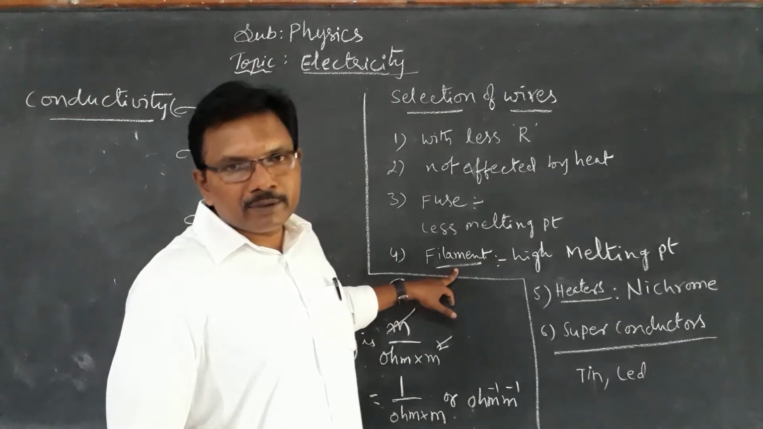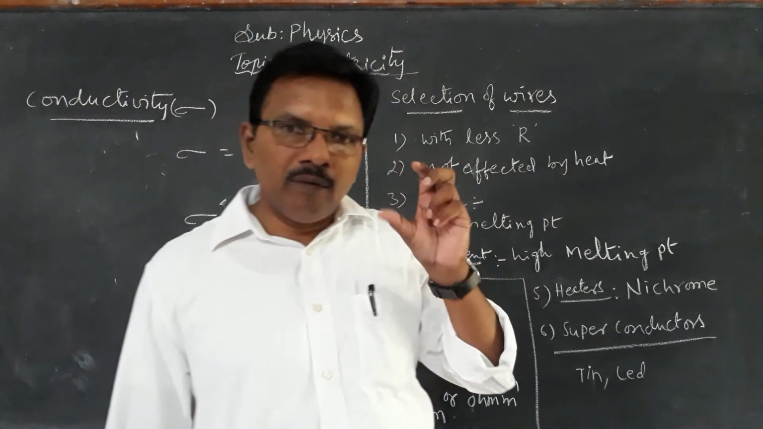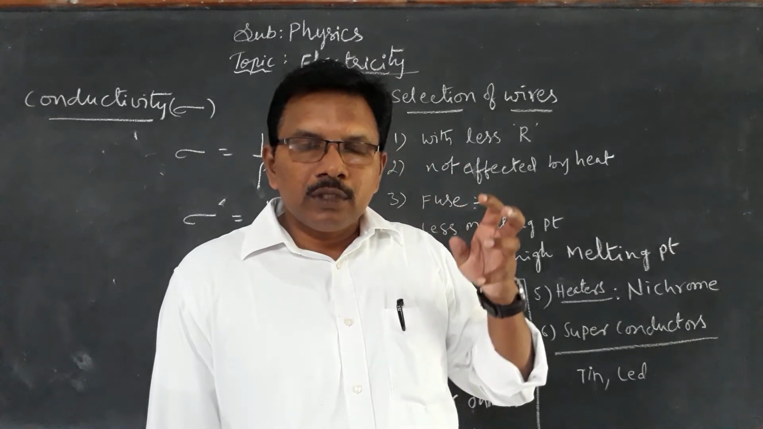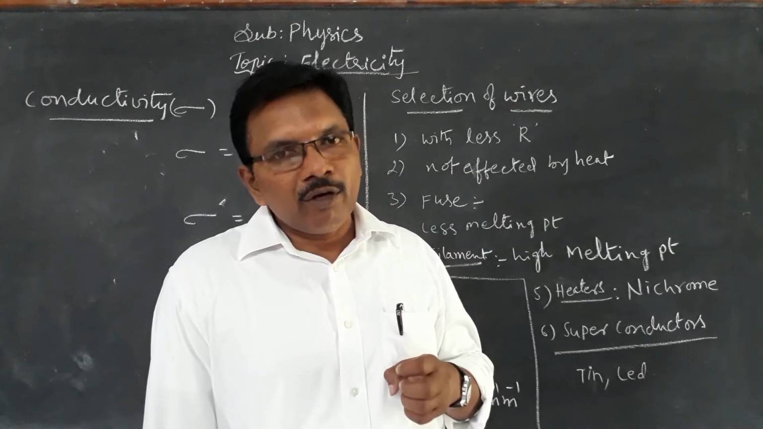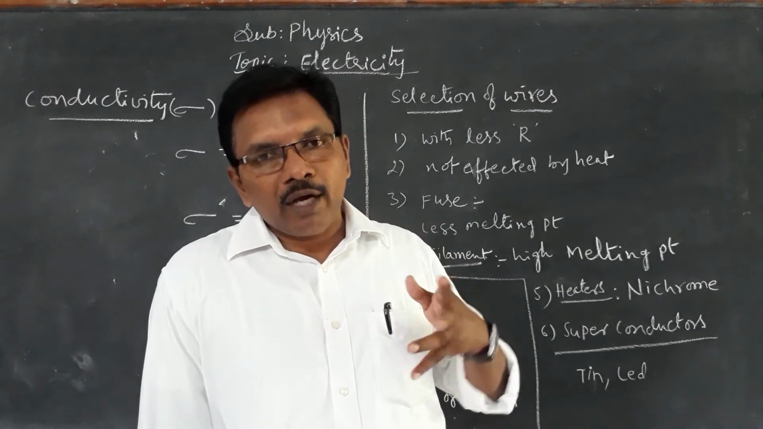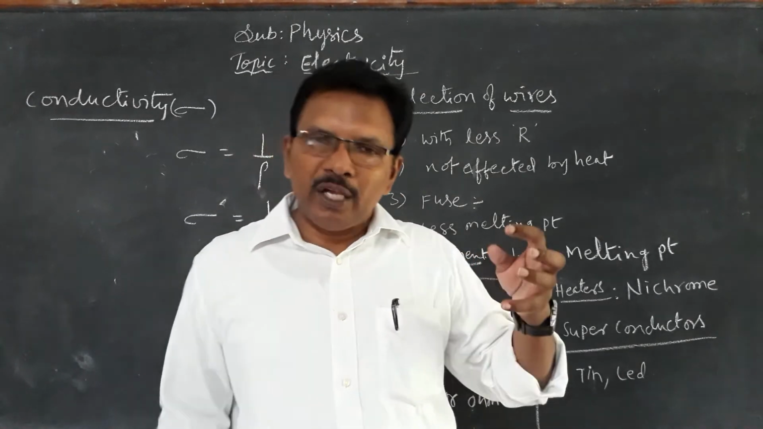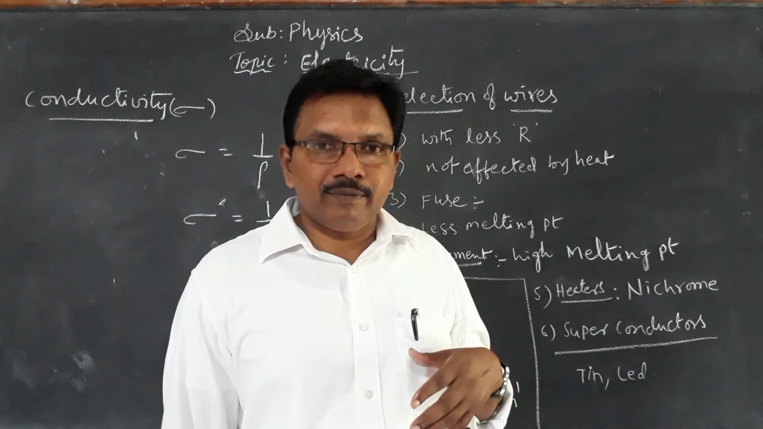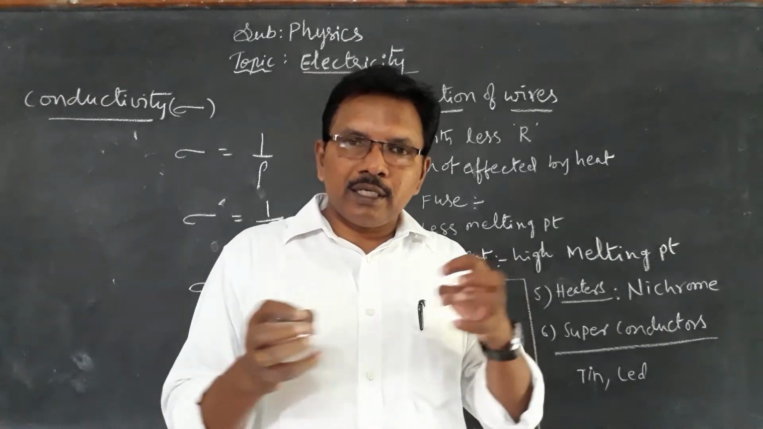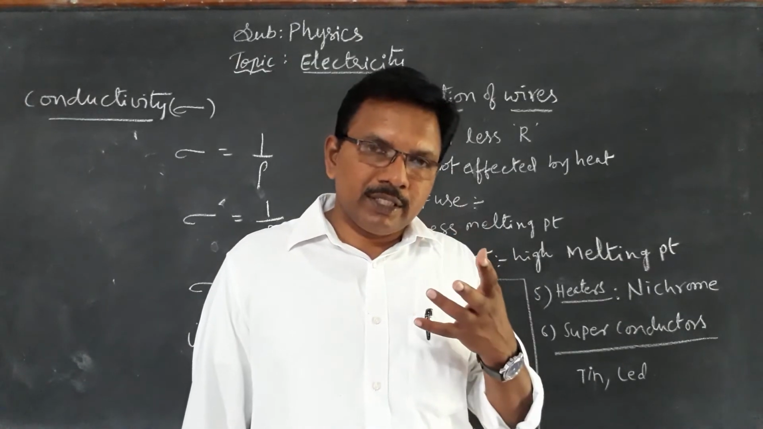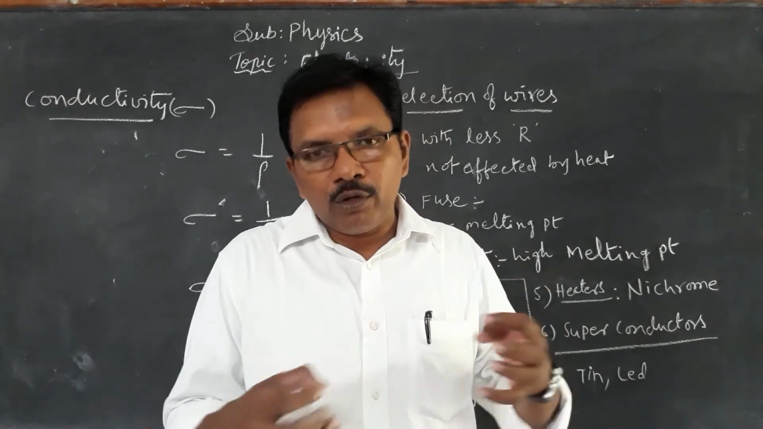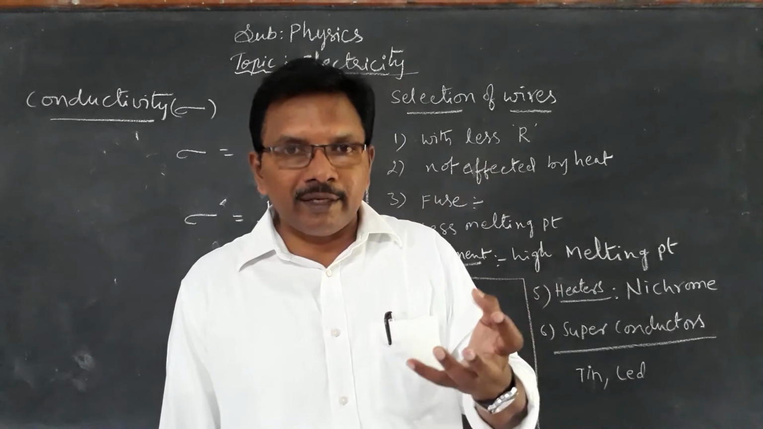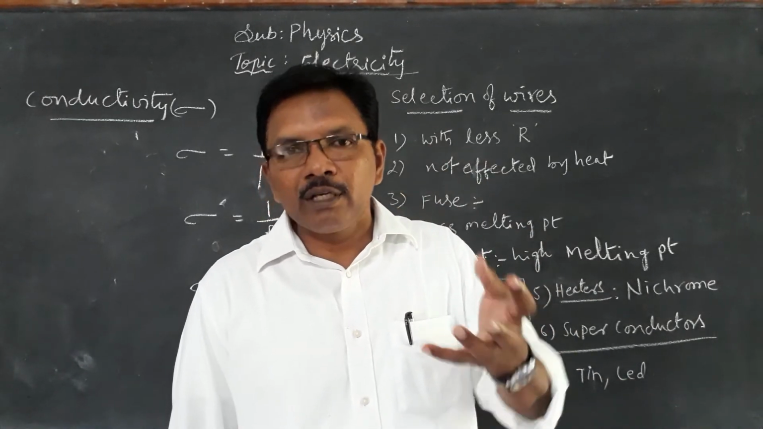Next, filament. In a bulb, the filament is continuously burning. Because of heat only, the filament is burning. Why heat? High resistance. The filament has high resistance, so due to heavy collision it generates more heat energy. Collision between electrons and positive particles. Electrons collide more and more, generating a huge amount of heat. That is why the filament burns and gives light.